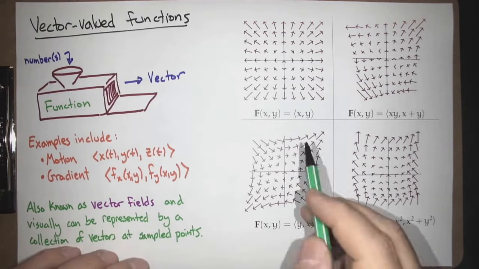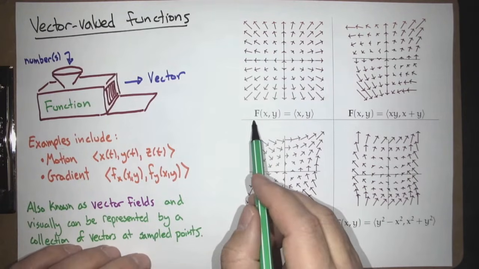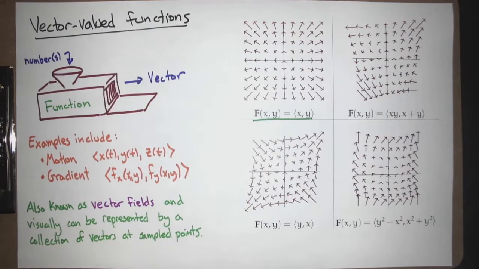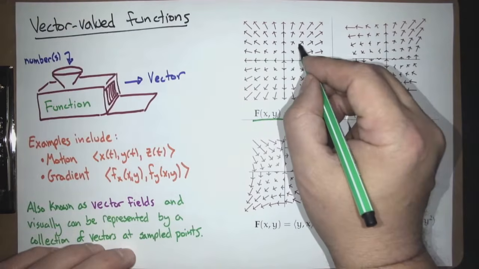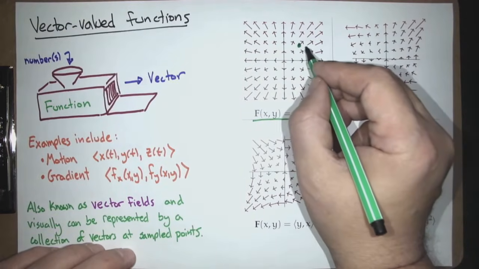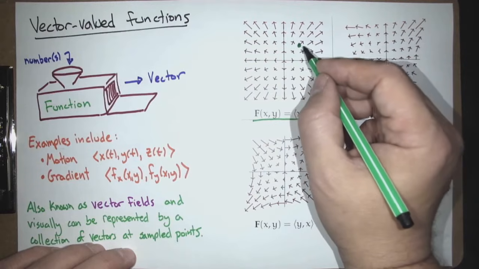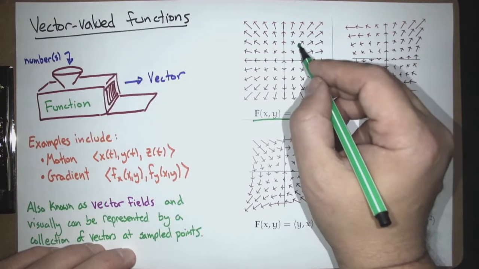For instance, suppose we have our function f of x, y is the vector-valued function x, y. That means if I'm at a point, let's say this point at x equals 1, y equals 1, what would be the vector?